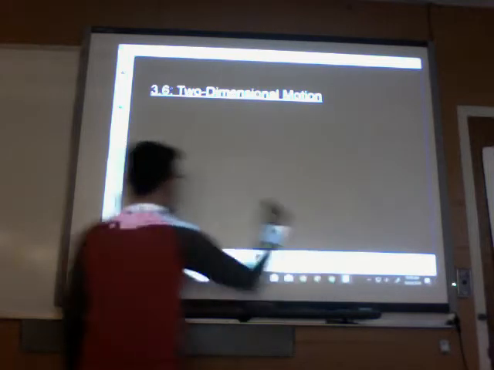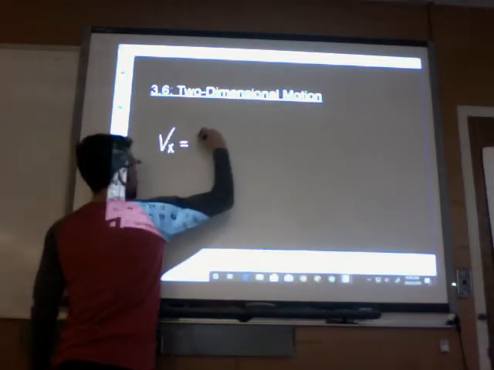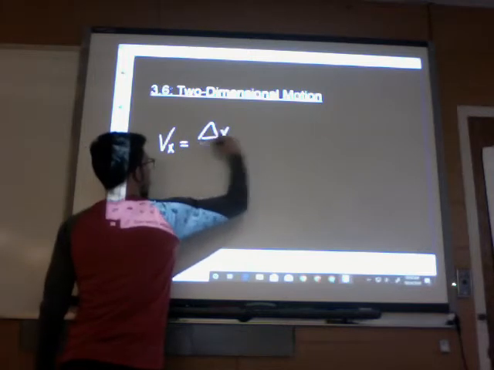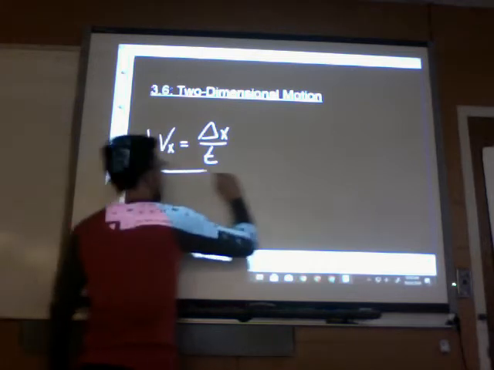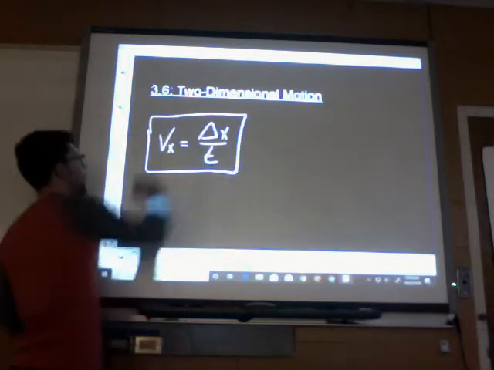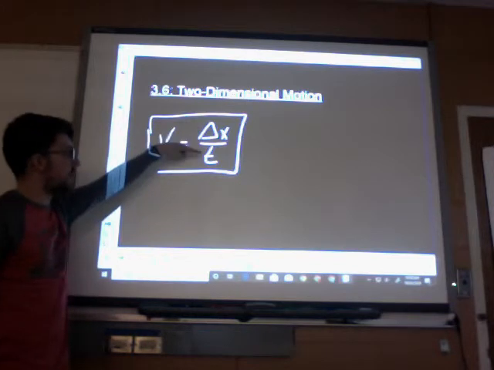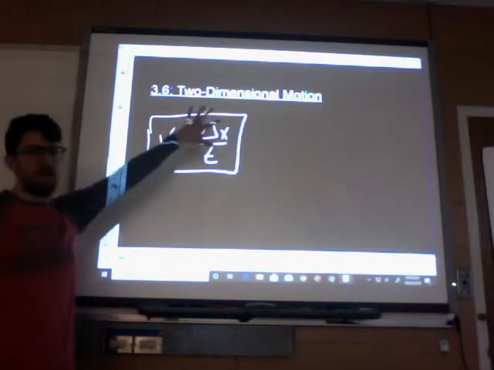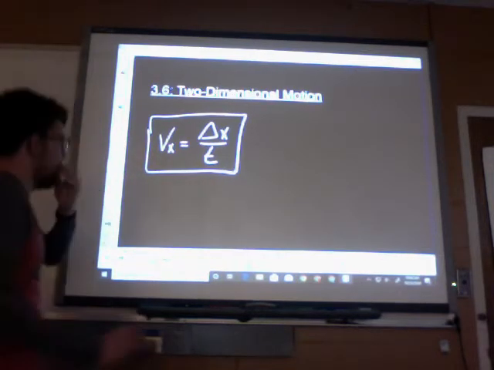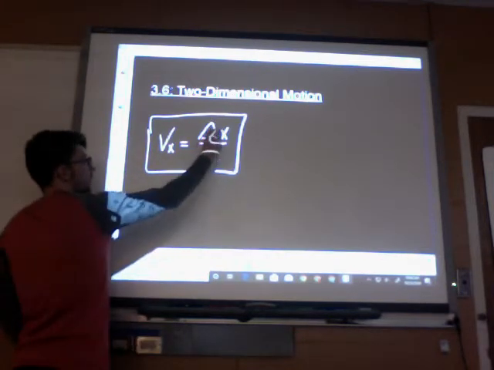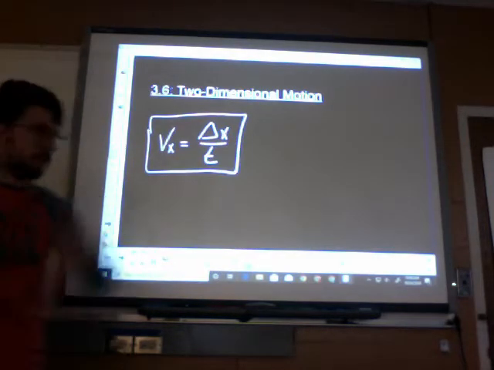So here's our first one. Vx equals delta x over t. That comes from the equation we did before. The equation was just v equals delta p over t. So ignoring this for a moment, what was delta p again? Displacement. So delta x is our x displacement. It's how far sideways Mario goes.